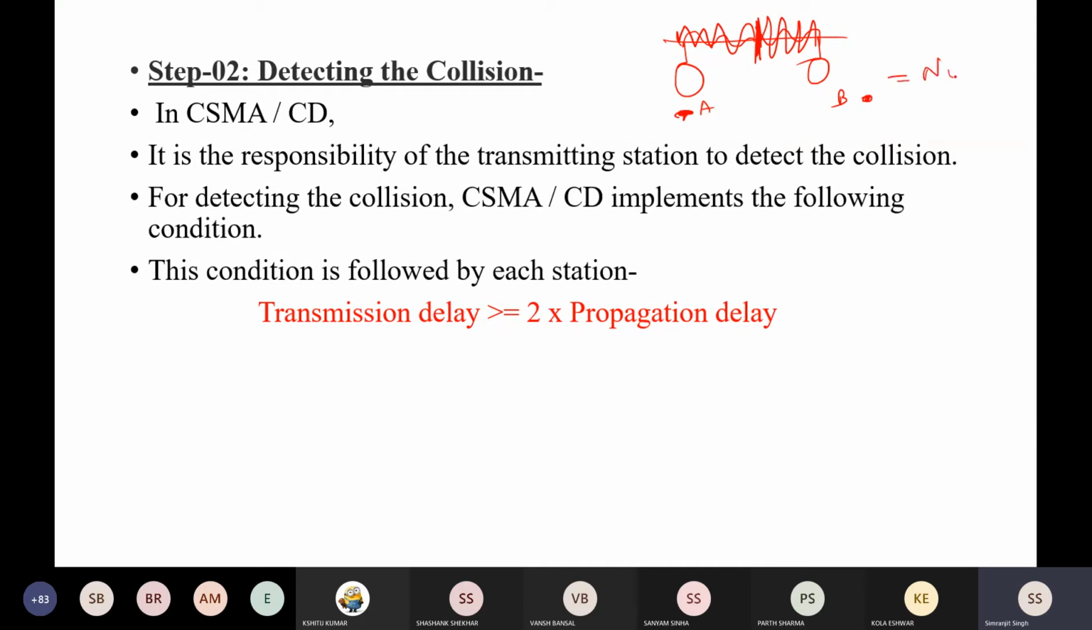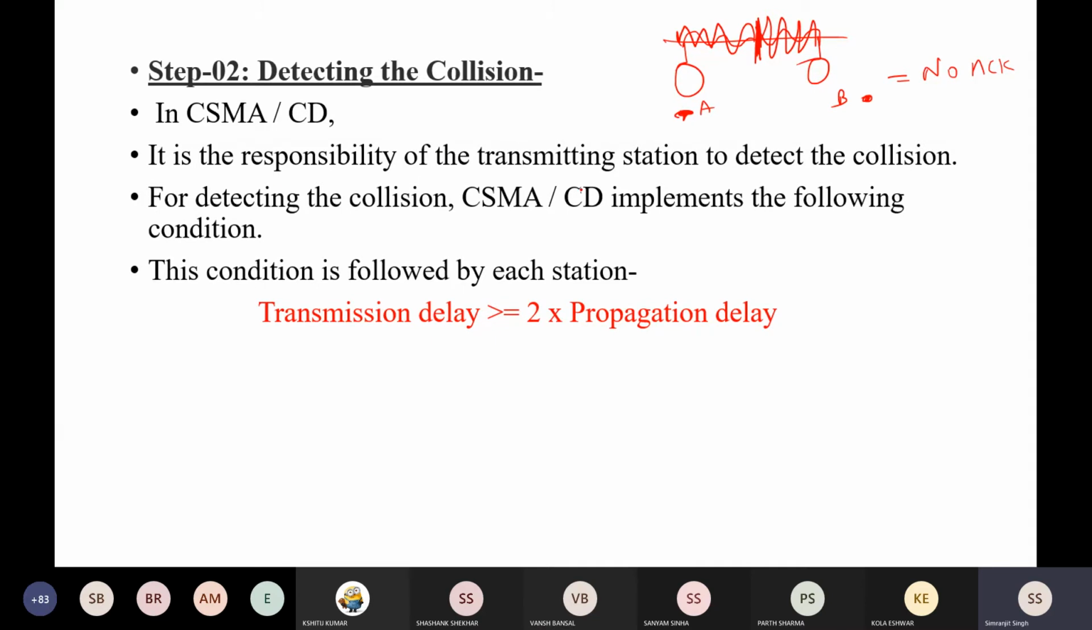Because we have no acknowledgement in the data link layer. If there were acknowledgements, after a timeout I would get to know that there is a collision because the acknowledgement had not been received. But acknowledgement is not a part of the data link layer, so that is why the responsibility becomes that of the transmitting station.